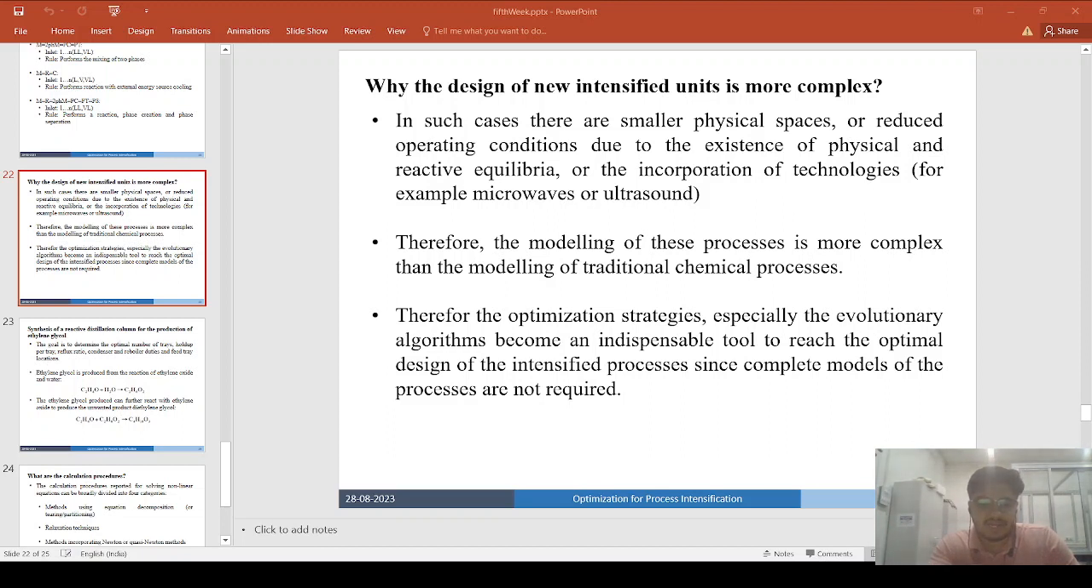Therefore, optimization strategies, especially the evolutionary algorithm, became an indispensable tool to reach the optimal design of intensified processes, since complete models of the processes are not required. So again, this point emphasizes that the optimization strategy, especially the evolutionary algorithm, is an indispensable tool to reach the optimal design of intensified processes.